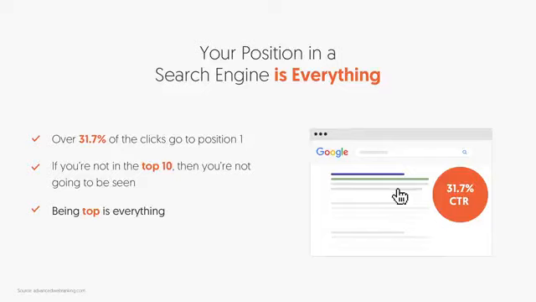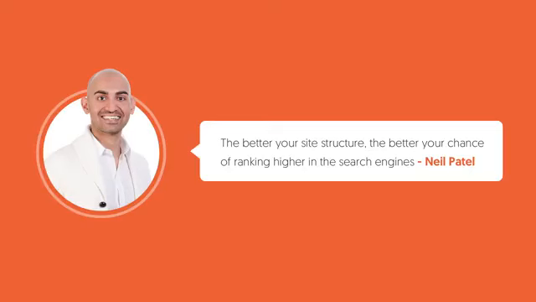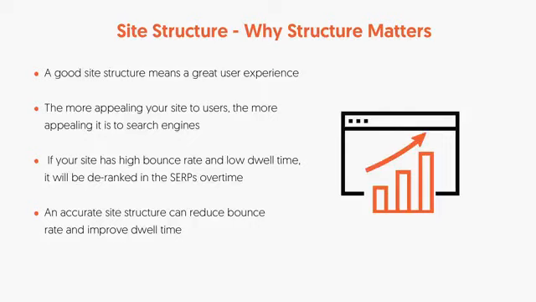The number one listing on average is getting 31.7% of the clicks, according to Advanced Web Ranking. So you want to try to be at the top. The better your site structure, the better your chance of ranking at the top on Google. And it really comes down to site structure as a key important element when it comes to your content, because a terrible site structure and architecture could mean that your content's not crawled as frequently and it doesn't rank as high.